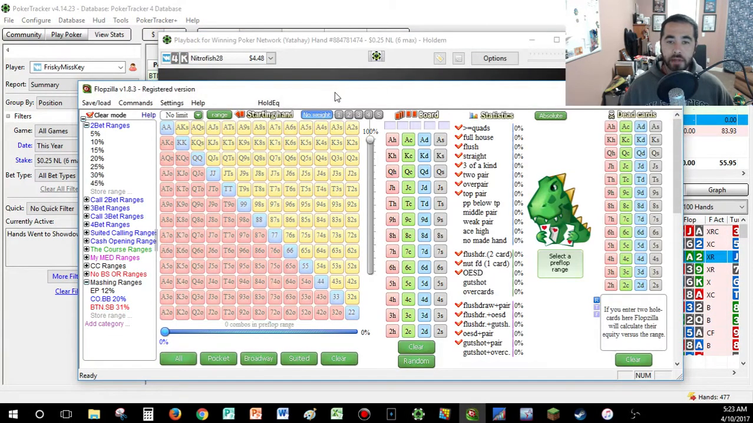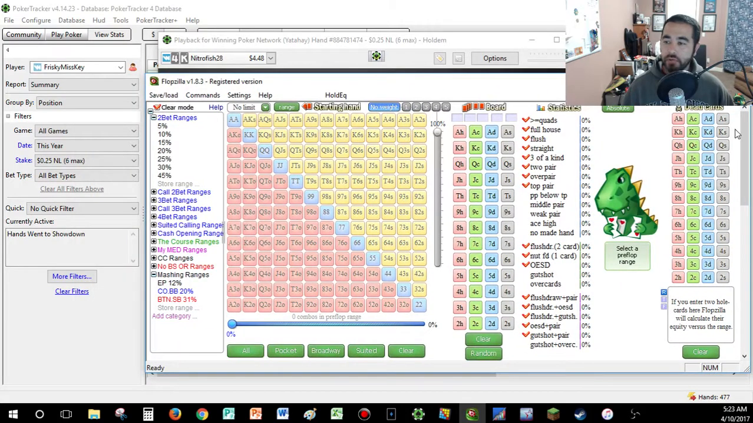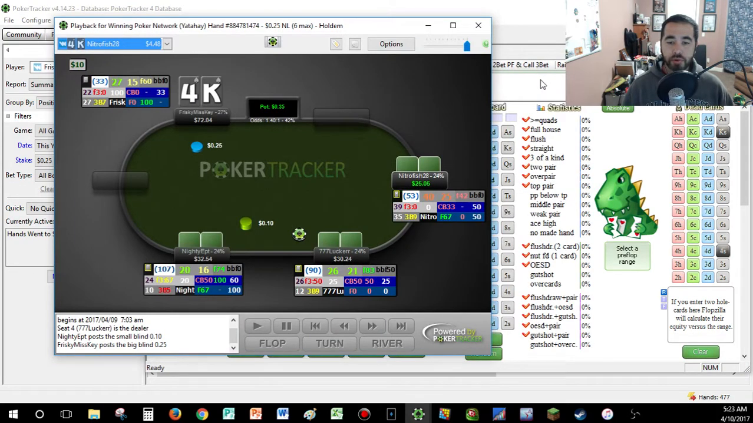Okay, so we got to whip out the Flopzilla, of course. We've got the King of Spades, 4 of Spades. Not too pretty of a hand, but probably worth calling, depending on the opponent who comes in. 62. Good. I'm good with the call right here.